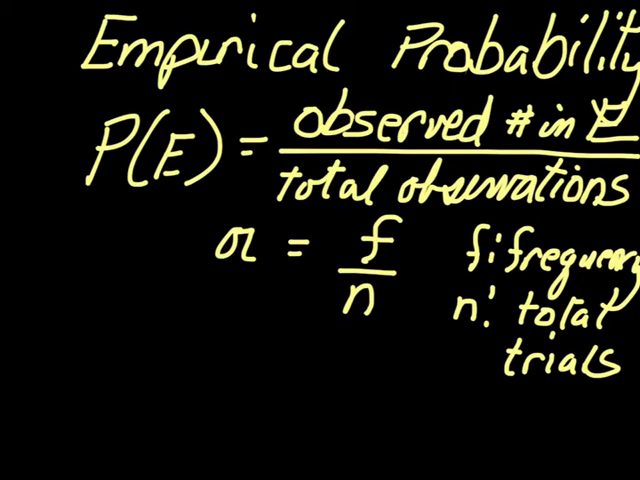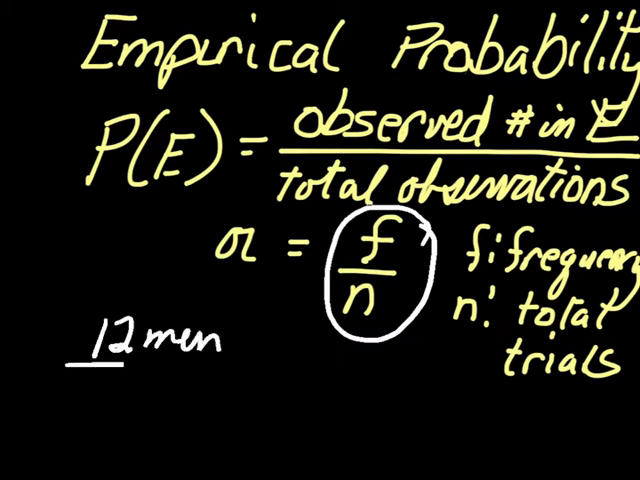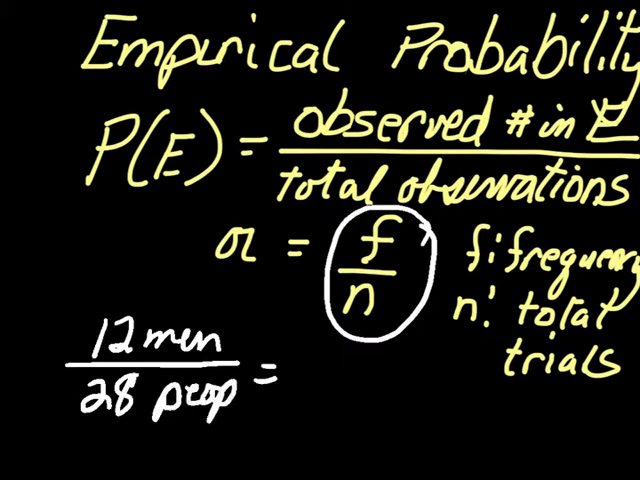So another way to think of this is this formula here, where it's frequency over the total number of trials or observations. And by frequency, it's the frequency of occurrence of what you're looking for. So in our brief example, we said there were 12 men compared to 28 total people. And so the probability would be 12 28ths or 3/7 if you reduced it. So the probability of being a man in the statistics classroom would be 3/7.